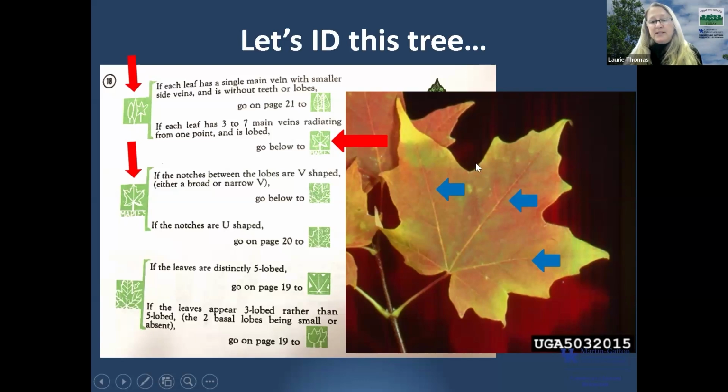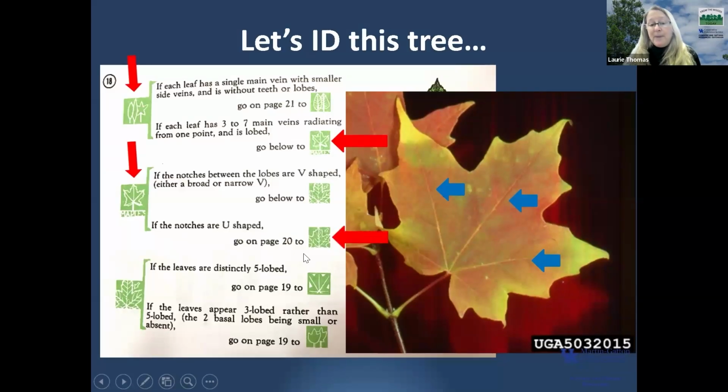Remember, the lobes are the part that stick out. So it asks if that notch between the lobes is V-shaped. And by V, they mean strongly V-shaped. When we look at the notches between here, that looks more U-ish to me. This definitely looks like a U. This looks like a U. This one, not quite so much. But when we look overall, most of our notches or sinuses between those lobes are U-shaped.